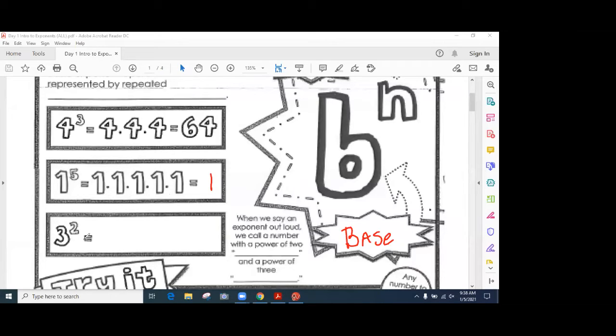Okay. All right, 3 squared is not 3 times 2. It's you take the base and you write it twice. 3 times 3 would be what? 9.